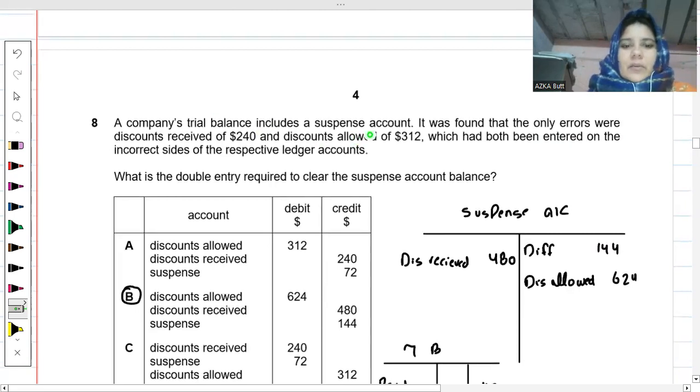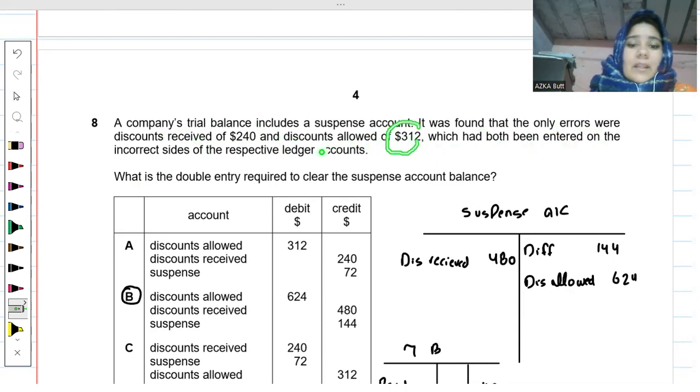A company's trial balance includes a suspense account, and it was found that the only errors were discount received of 240 and discount allowed of 312, which had both been entered on the incorrect sides. So it means that this discount received should be credit, but we debited by mistake. And this discount allowed 312 should be debit, but we mistakenly credited it. So incorrect sides of the respective ledger accounts. Okay. So what is the double entry required to clear the suspense account?